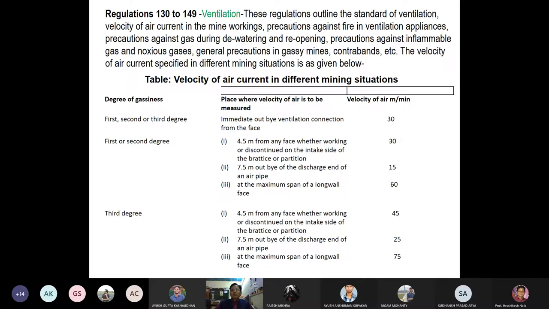At 7.5 meters outby of the discharge end of an air pipe, the velocity of air current should be 25 meters per minute. At the maximum span of a longwall face, the velocity of air current should be 75 meters per minute.